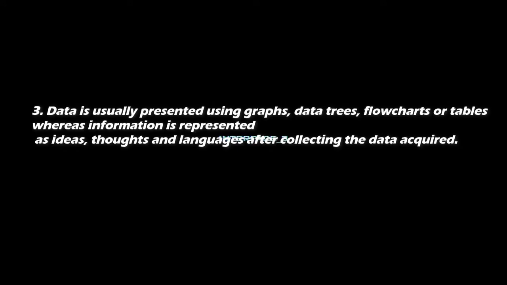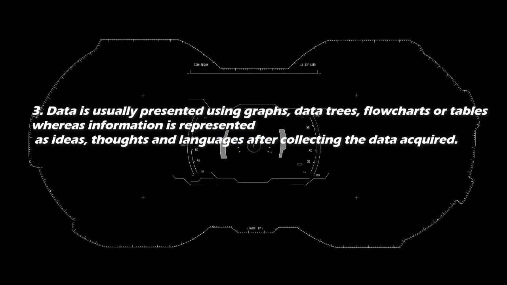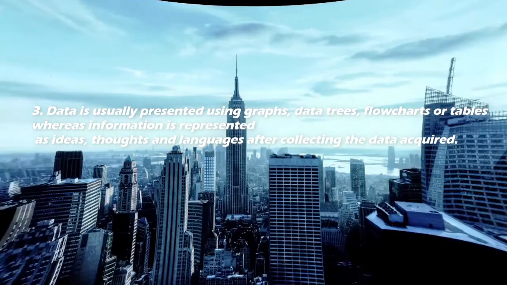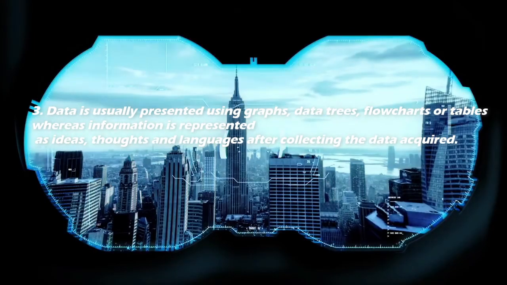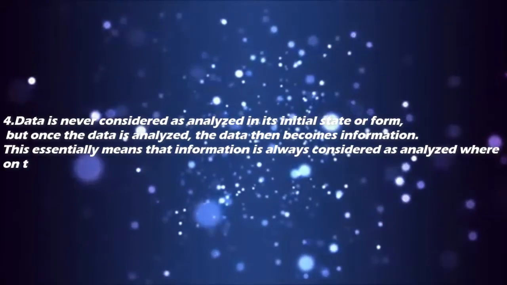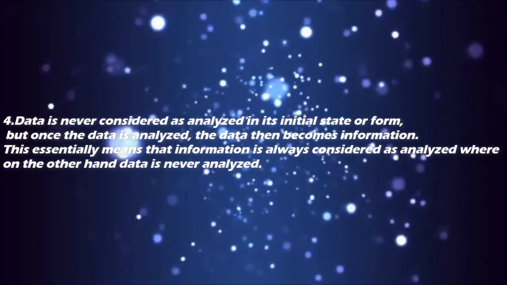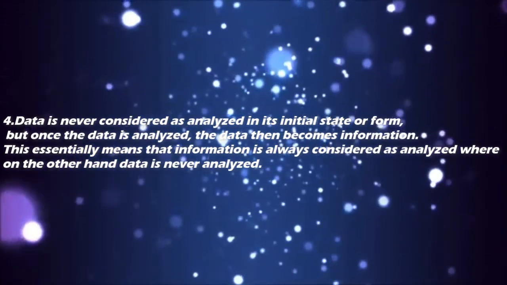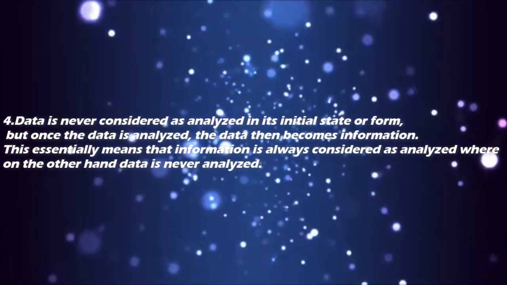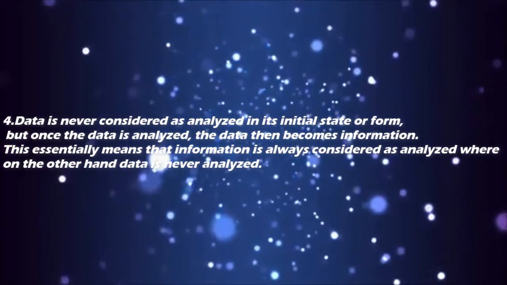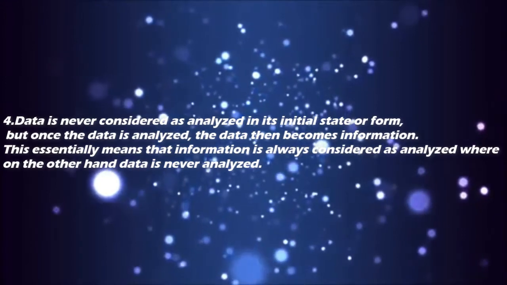Data is usually presented using graphs, data trees, flowcharts, or tables, whereas information is represented as ideas, thoughts, and languages after collecting the data acquired. Data is never considered as analyzed in its initial state or form, but once the data is analyzed, the data then becomes information. This essentially means that information is always considered as analyzed, whereas data is never analyzed.